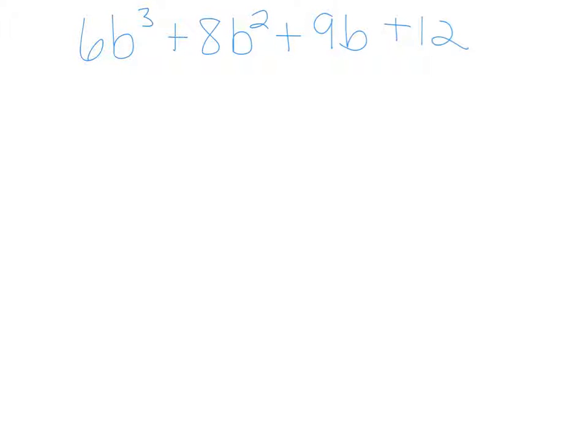For factor by grouping, since we have 4 terms here, we're going to group using parentheses. This is how we group in math. So I'm going to group 2 binomials, so 2 terms and then 2 terms. And now I'm going to find the GCF of each of these separate groups.